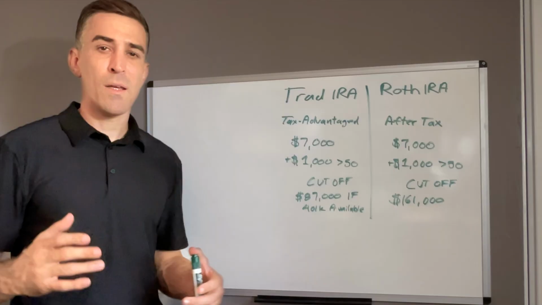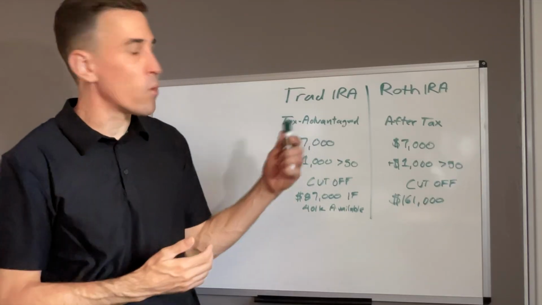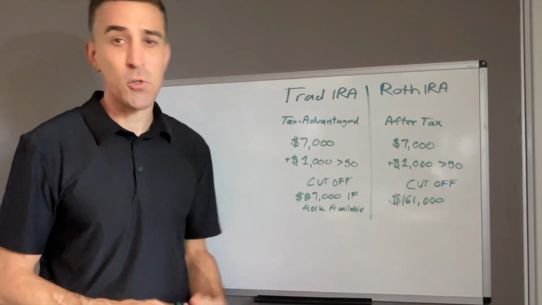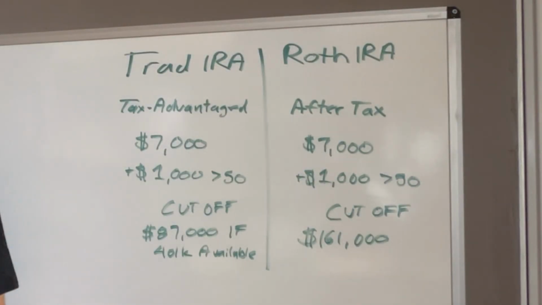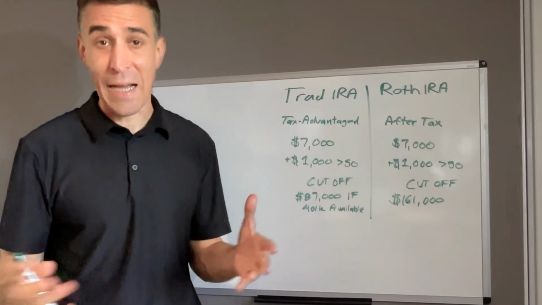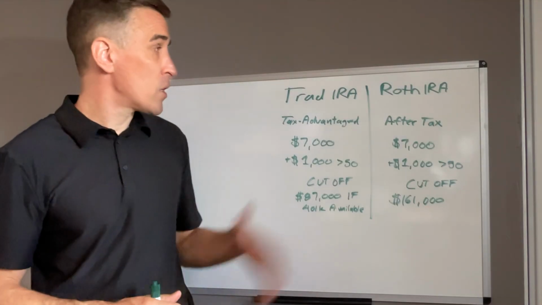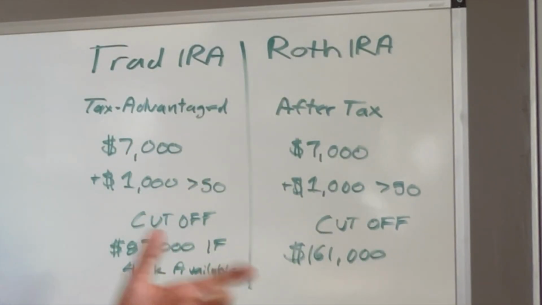Now, let's talk about IRAs. So IRAs are individual retirement accounts that are not tied to an employer. Now, there are two types of IRAs. You have your traditional IRA and you have your Roth IRA. A traditional IRA is your tax advantaged account with contributions lowering your taxable income, but withdrawals in retirement being taxed as income. Then there's the Roth IRA, where contributions are made after tax, but the withdrawals in retirement are tax-free.